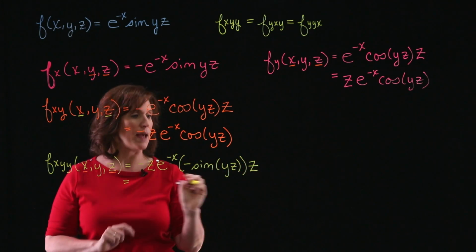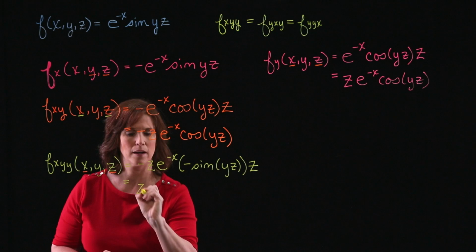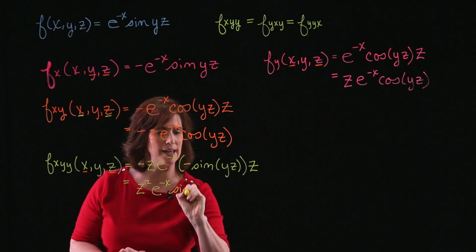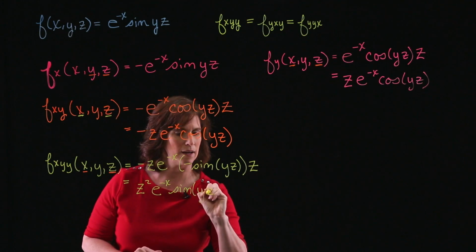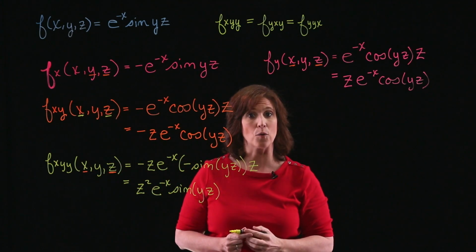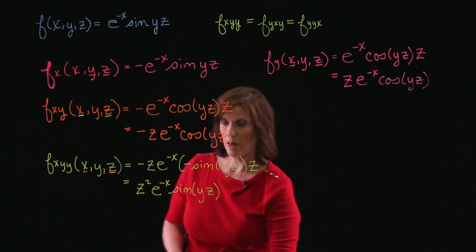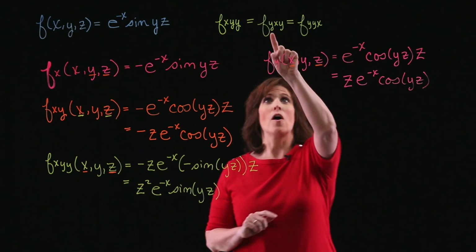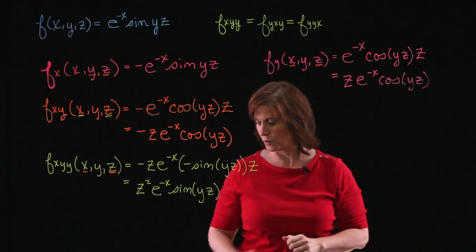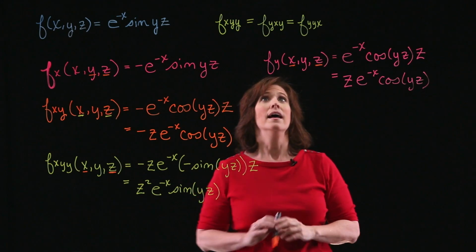And I get a positive z squared e to the minus x times the sine of yz. And that's the first of my higher order partials that I'm interested in. All right, the other two are coming from a first partial of y. So I'm going to start with my first partial with respect to y.